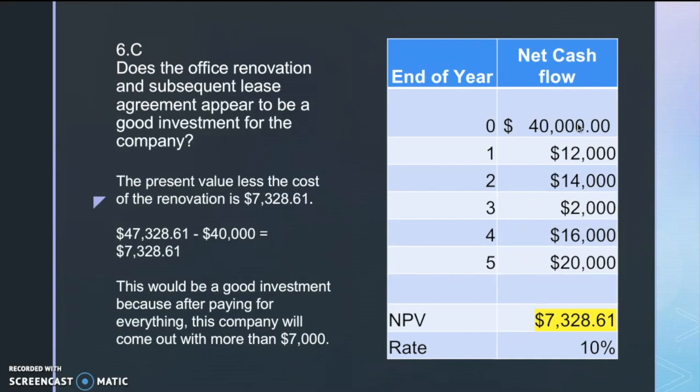Question 6, Part C. Does the office renovation and subsequent lease agreement appear to be a good investment for the company? So when we look at this, we learn the present value less the cost of the renovation ends up being $7,328.61. This means that yes, it would be a good investment because even after paying everything we owe, we will be making a profit.